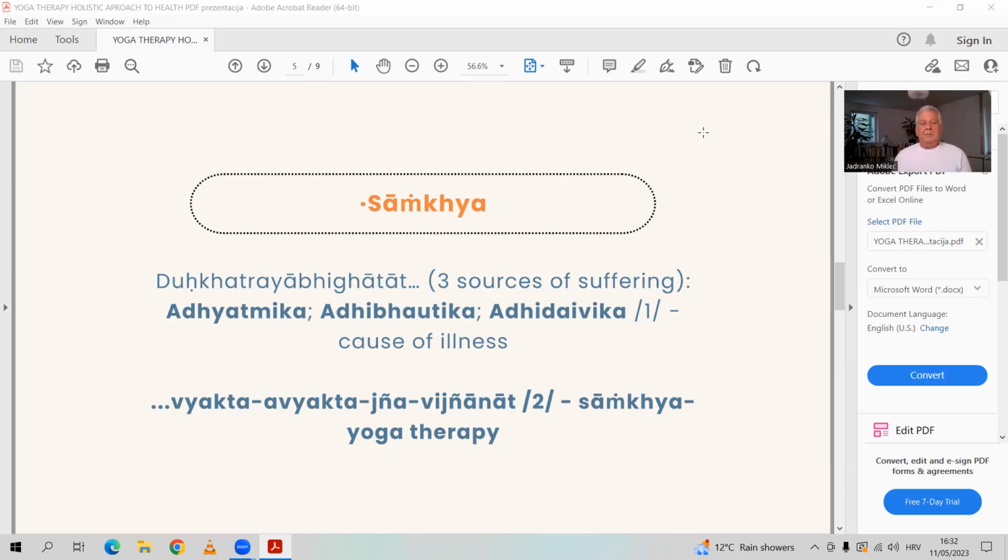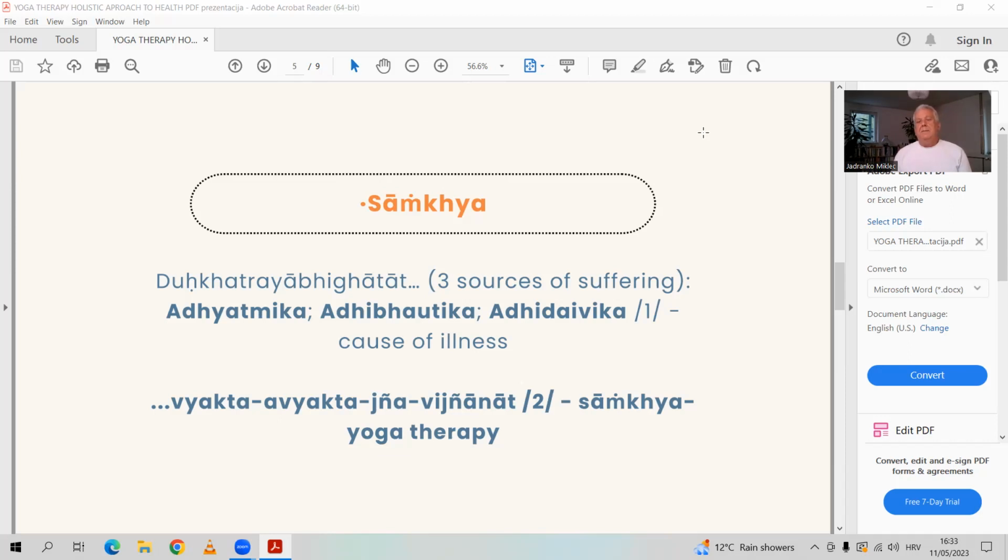Then adhibhautik is in relation. Adhi means in relation. Bhutas, the five elements, in relation to this gross physical level of life. The suffering in our life can come from these five elements coming into a disbalanced condition. From outside, our life can be affected from this gross physical level in relation to the five elements. For example, when the earth element is in disbalance, we have earthquakes. Then the water, big floods. The fire, big fires, damaging everything. Or on the level of our body, the imbalance of the five elements. So this is also a source of suffering.